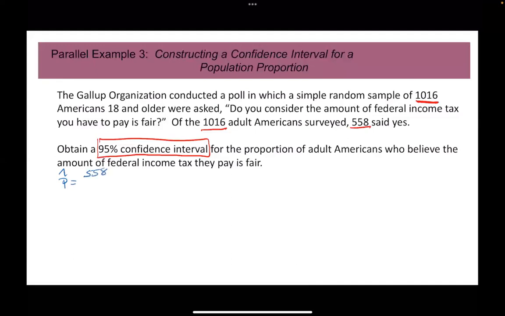558 divided by 1016. So that's approximately, we're going to say that's 55%. Are we all good there? Okay.